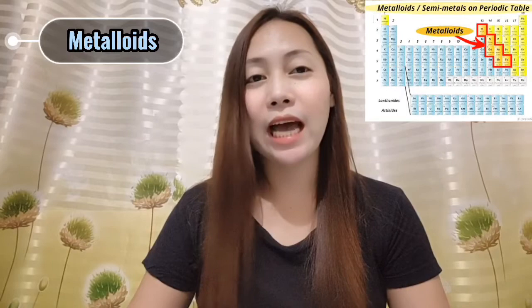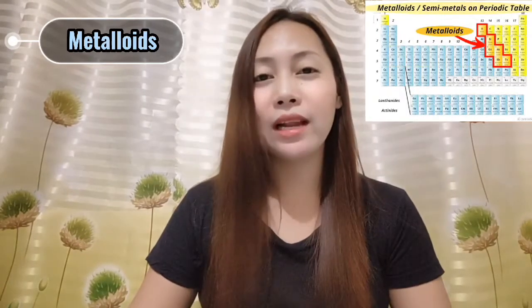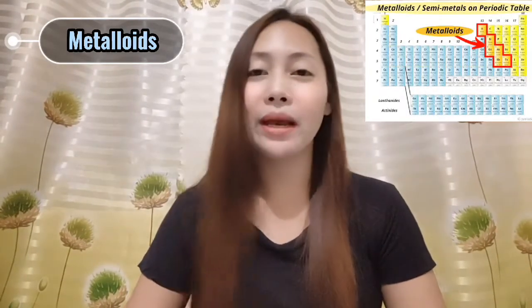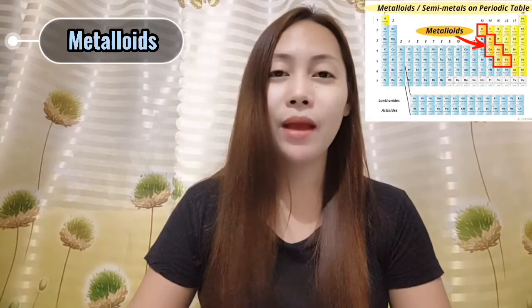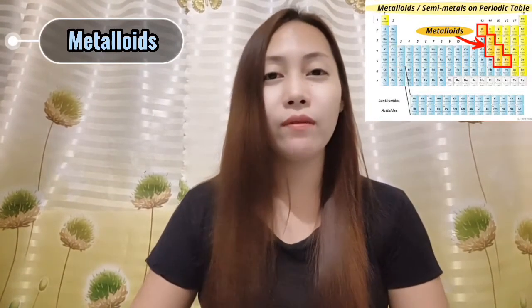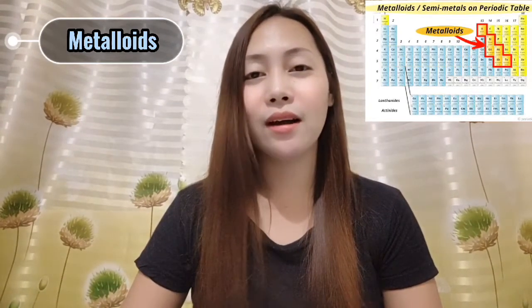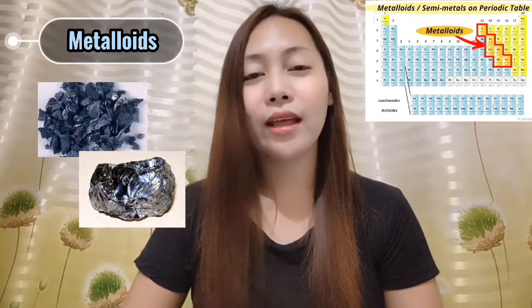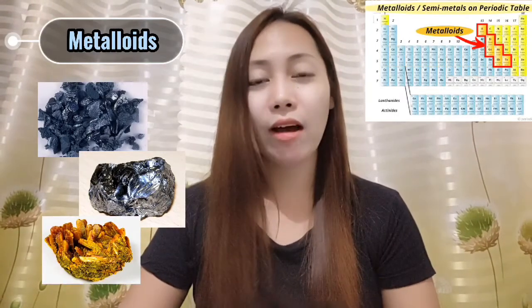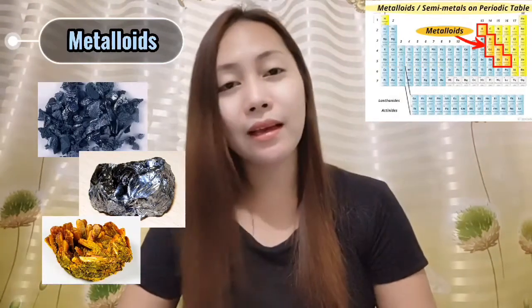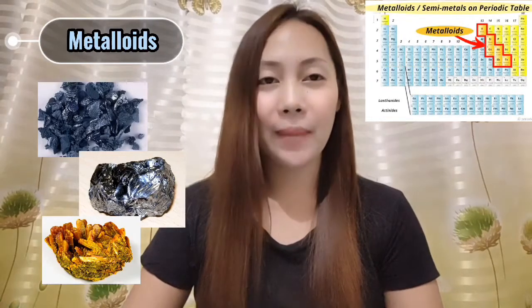Yung metalloids, half-half sila. So, meron silang katangian ng metals, may katangian din sila ng non-metals. In the periodic table of elements, yan yung nasa hagdan. Ang examples ng metalloids are boron, silicon, and arsenic. So, as I said, half-half. Kalahating metal, kalahating non-metal. So, since alam nyo na yung tungkol sa elements, now let us proceed to compounds.